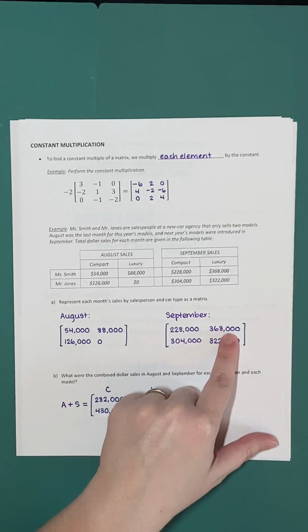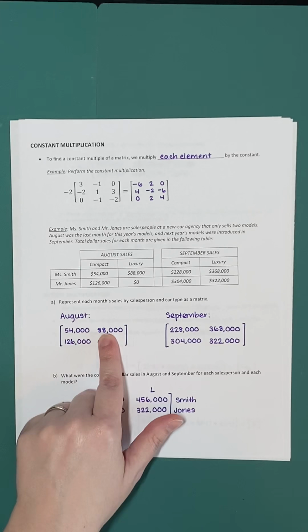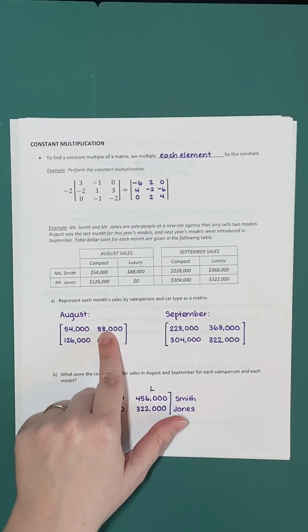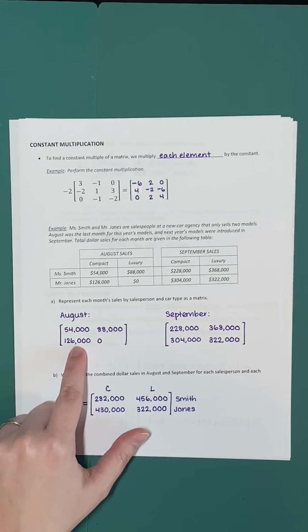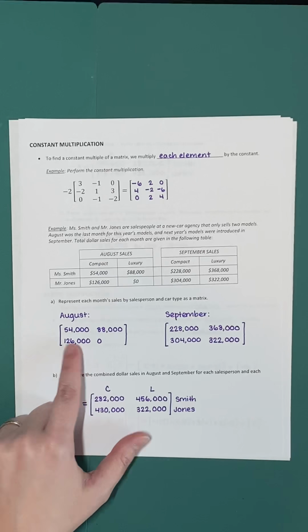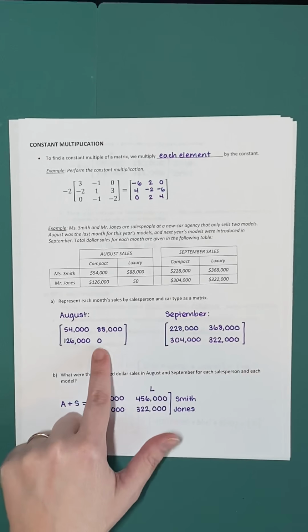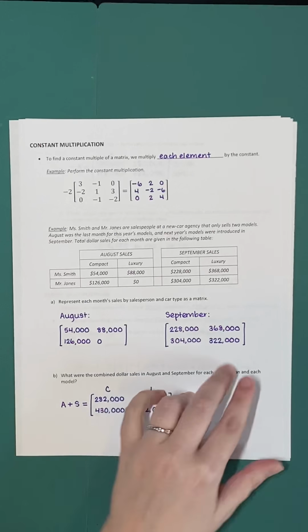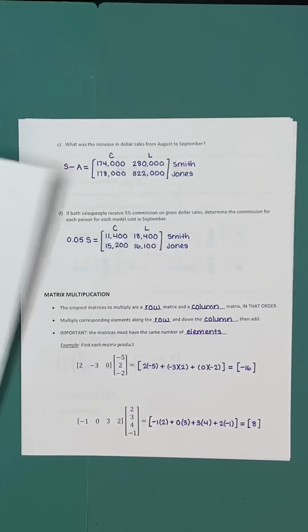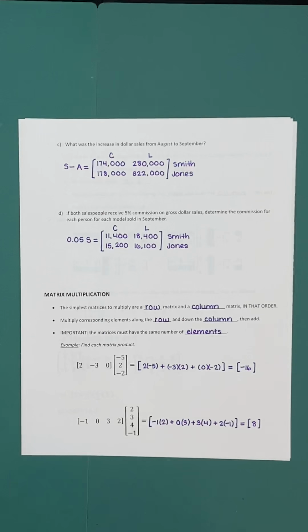So 368,000 minus 88,000, that's going to be how much Miss Smith's sales of luxury cars increased. 304,000 minus 126,000, that's going to be Mr. Jones' increase in compact sales. And then 322,000 minus 0, that's going to be Mr. Jones' increase in luxury sales. So if we were to do all of those subtractions, that tells us what the change is in total from August to September based on the type of car, based on the salesperson.